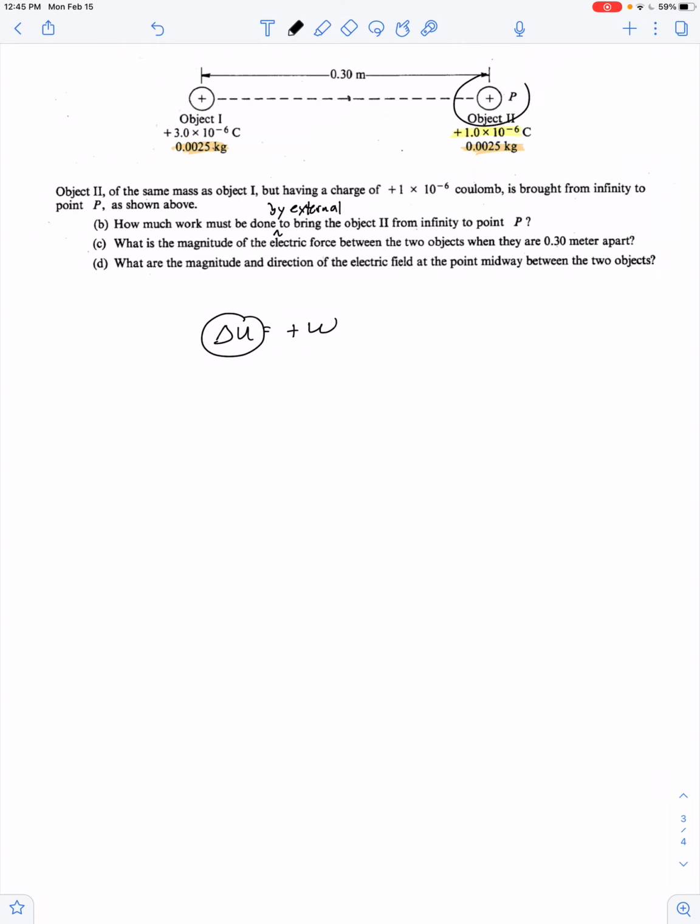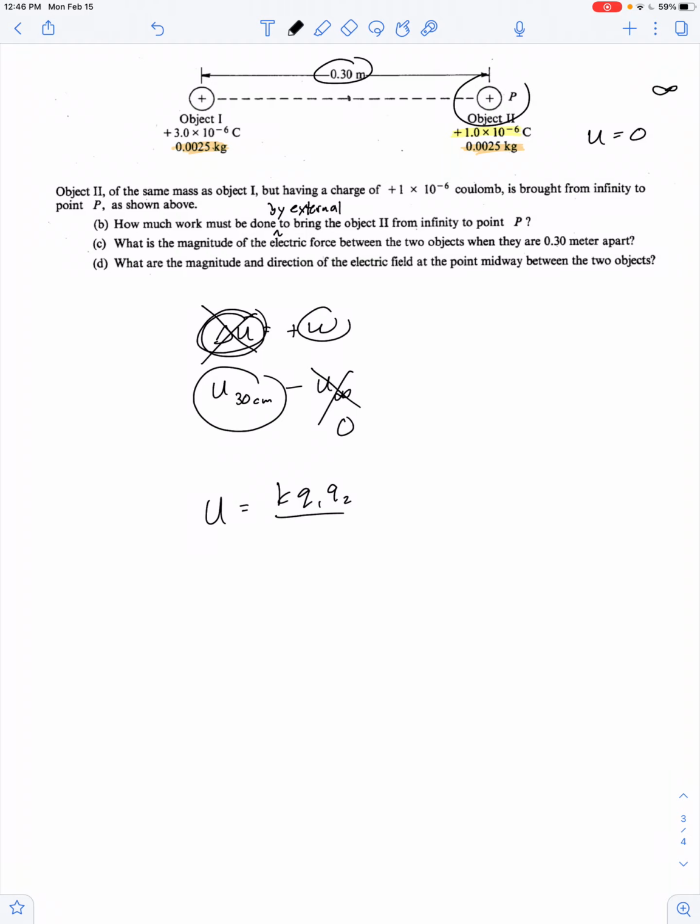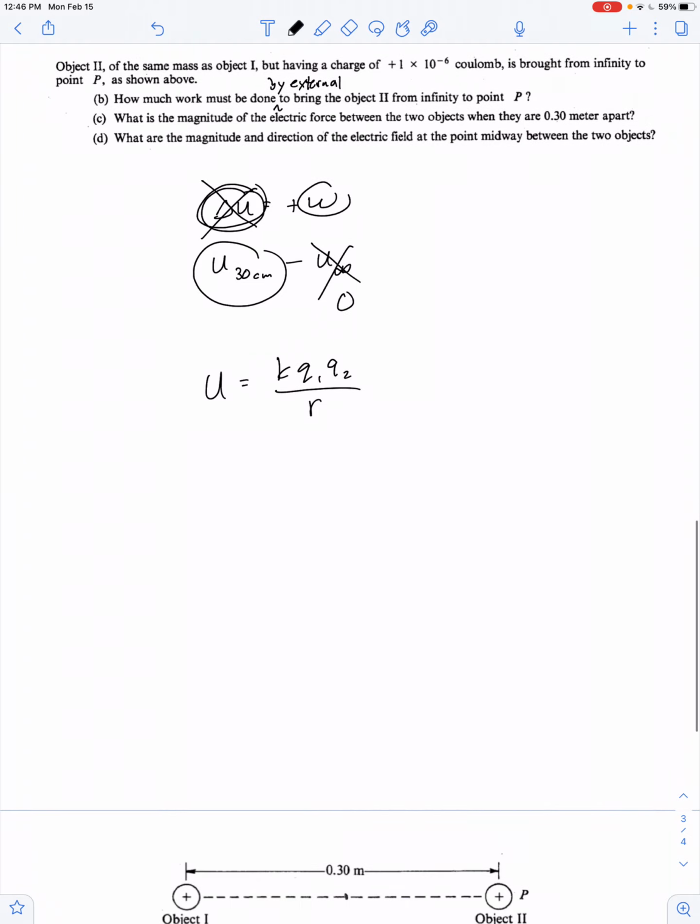Now when object 2 was infinitely far away, the potential energy of the system is equal to 0. So really the change in potential energy is just the potential energy when the two objects are at a distance of 30 centimeters minus the potential energy when they're infinitely far away, but that's 0. So the work is the change in potential energy, which is just the potential energy associated with them being 30 centimeters apart. And as we know, this is calculated with the formula kq1q2 divided by r. But we already calculated what kq1 over r is.